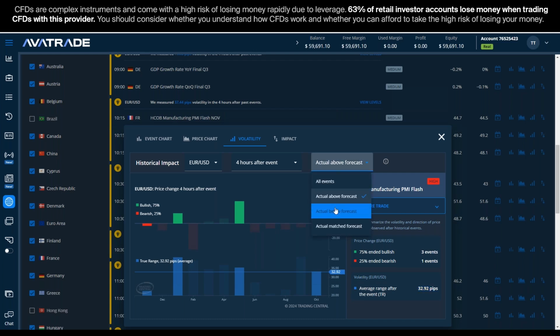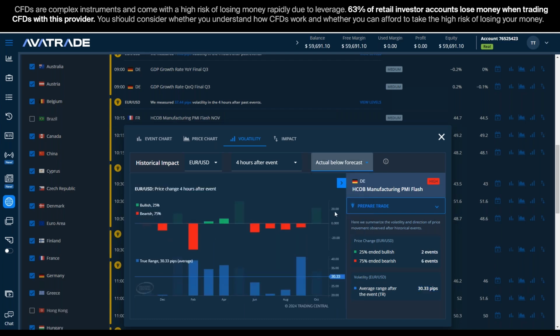If it comes in below forecast, look at the opposite move. 75% of the time exactly, it went the other way, okay, with over 30 pip range movement.